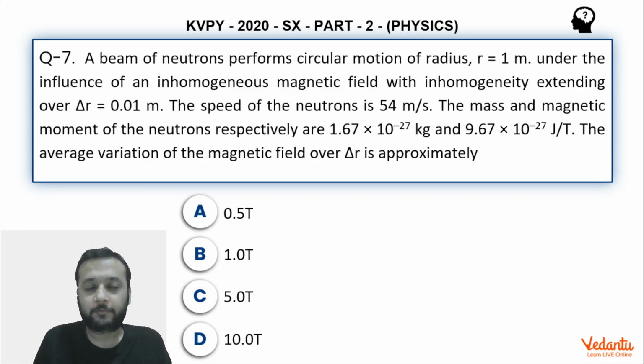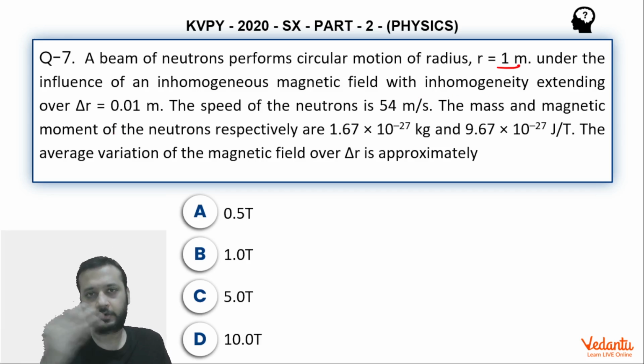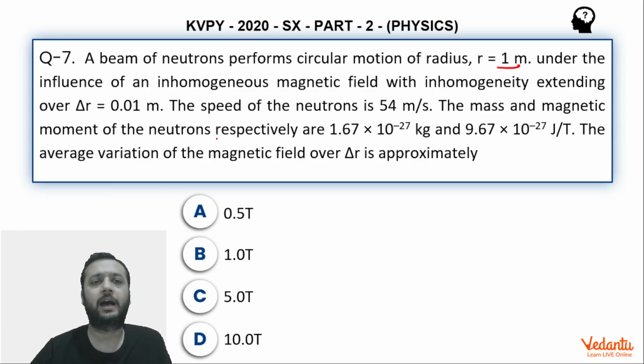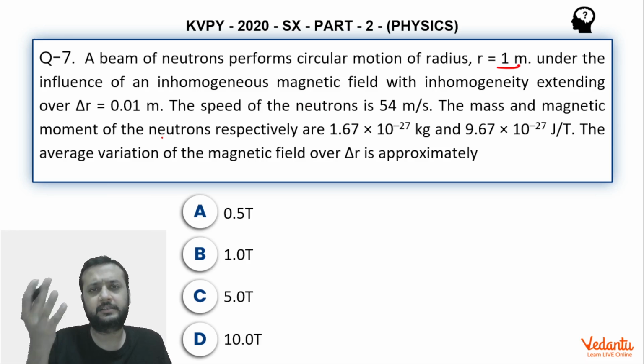Basically, here a beam of neutrons is performing circular motion of radius 1 meter, as you can see, in the presence of a magnetic field which is not constant. There is some inhomogeneity in the magnetic field. That means the magnetic field is not constant, and it has a slight amount of variation with respect to r, the radial distance.